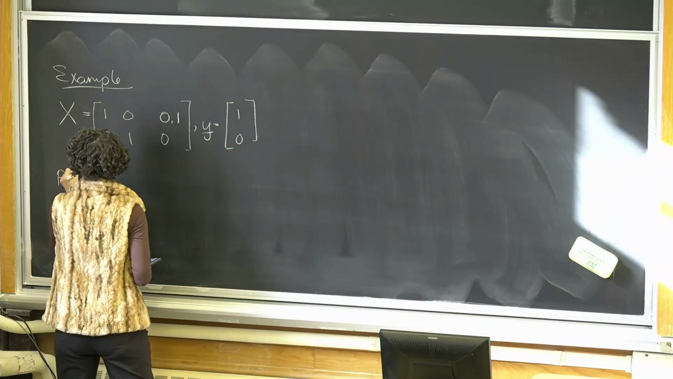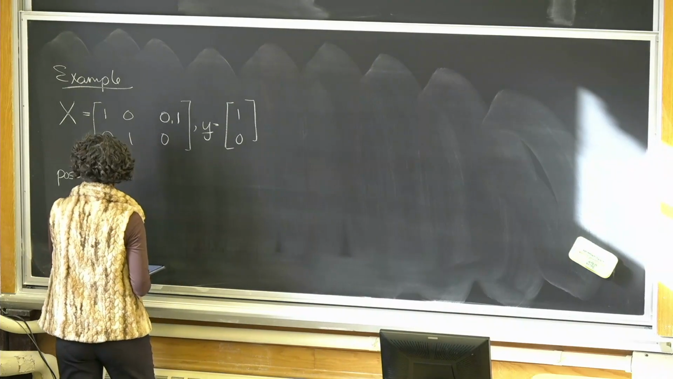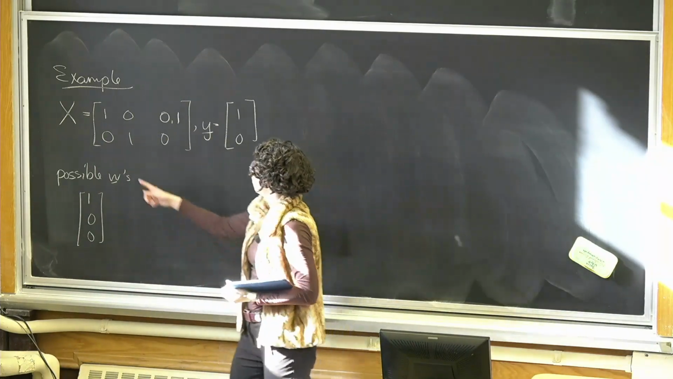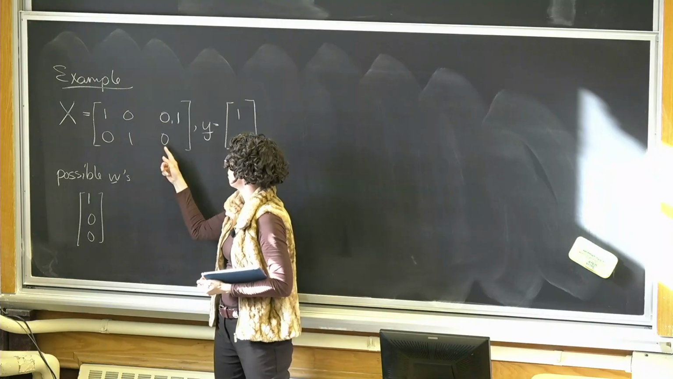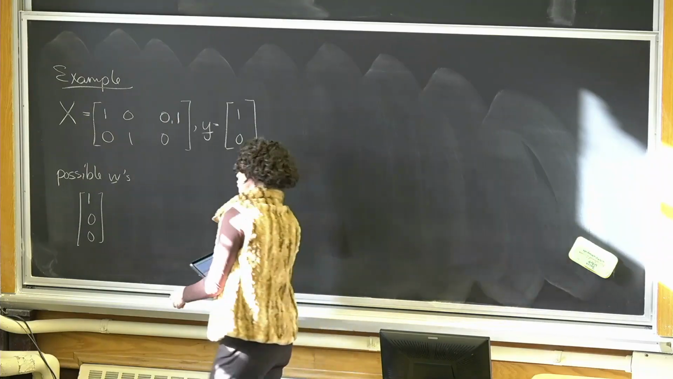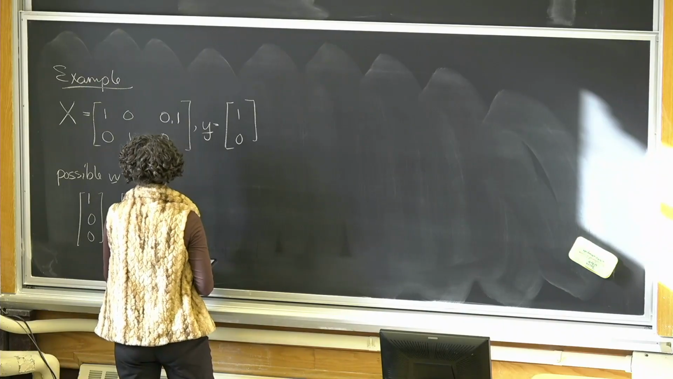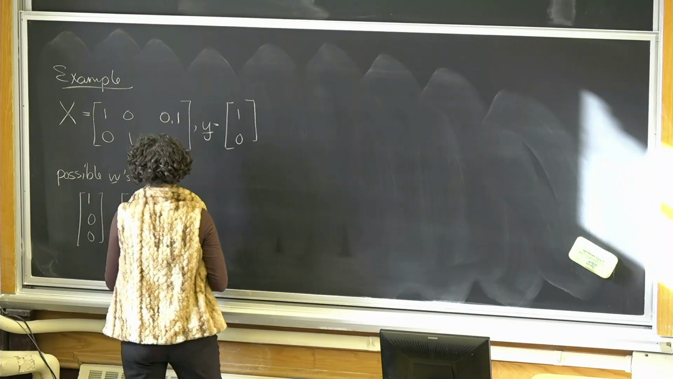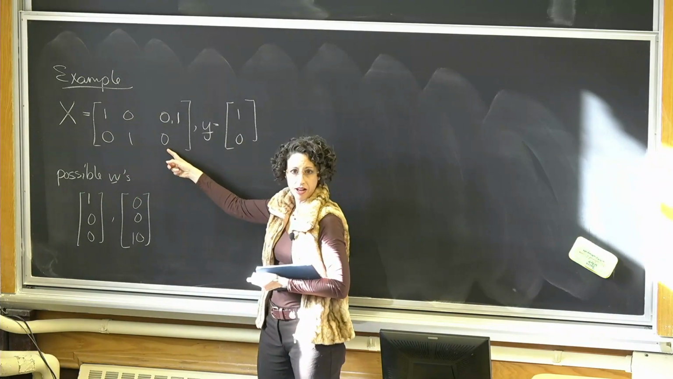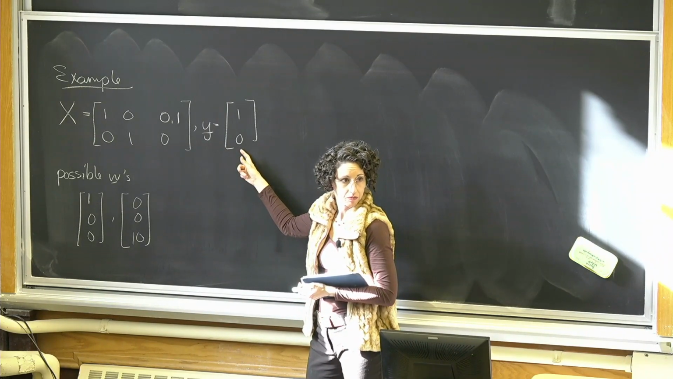Possible W's. We could have [1, 0, 0]. So if I were to assign weight 1 to the first feature and 0 to the other features, then I will get a perfect predictor of y. But there's other W's that I could also consider. For instance, I could have [0, 0, 10]. So instead of giving weight 1 to that first feature, I could give weight 10 to the last feature. That's going to also give me a perfect prediction of the labels.